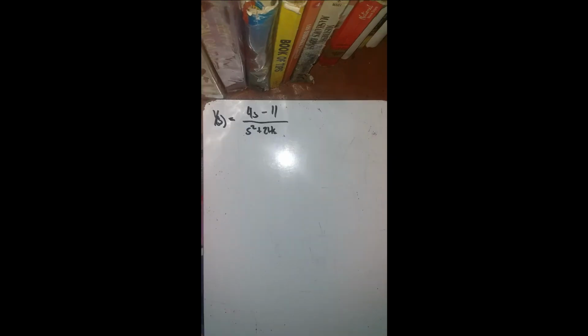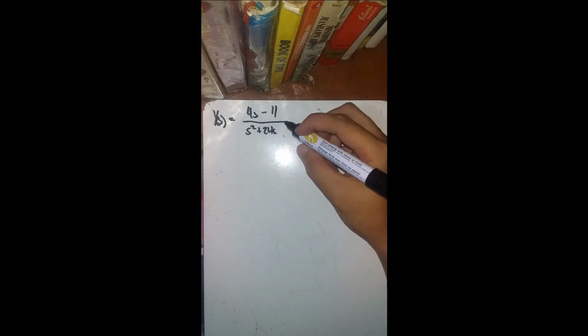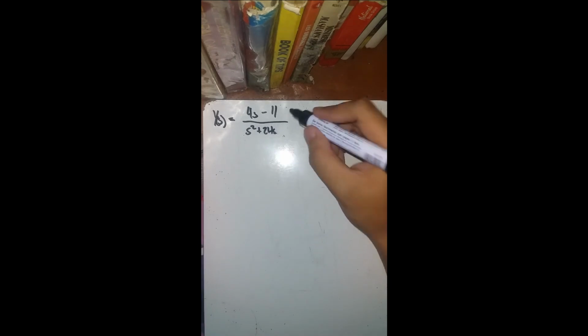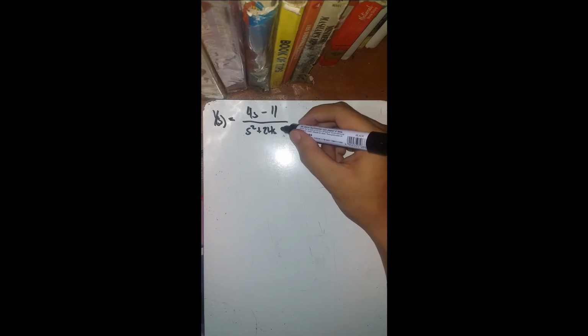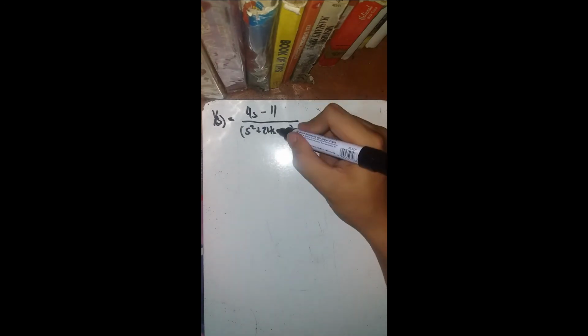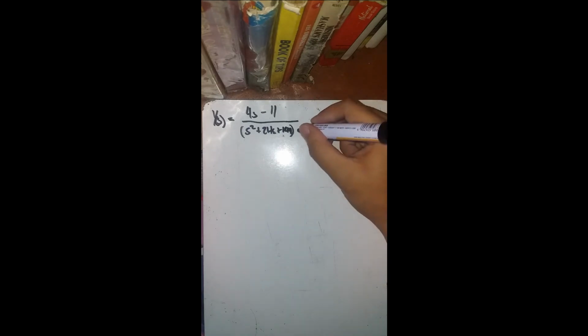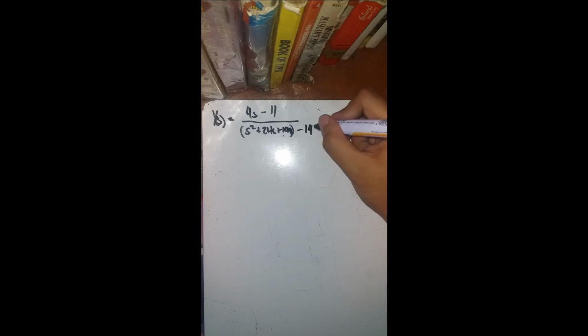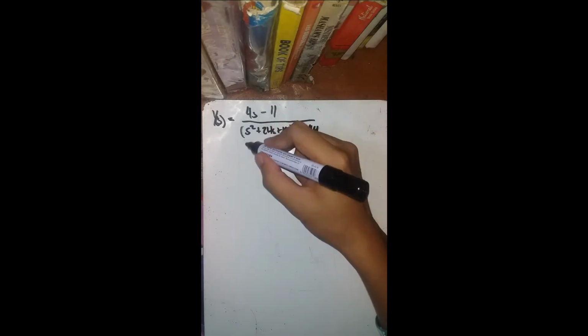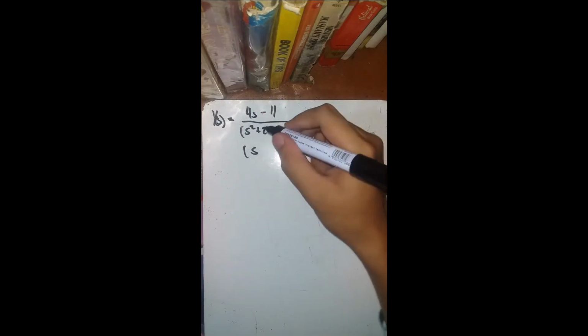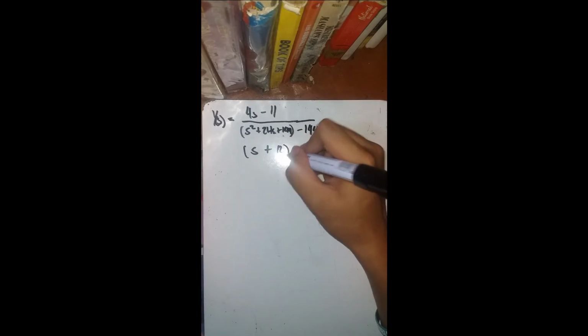Okay, this is your letter D. So first step is to manipulate. At the denominator, let's group this. Now 24 divided by 2 is 12. So 12 raised to 2 is plus 144. So on the outside, we have minus 144. Now this will become s plus 12 raised to 2.